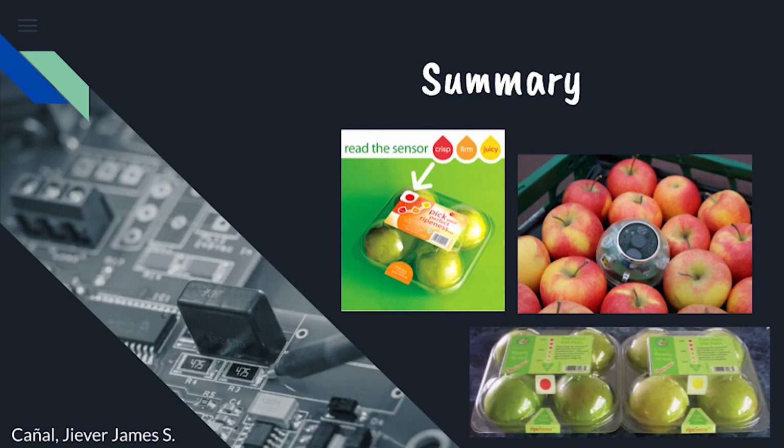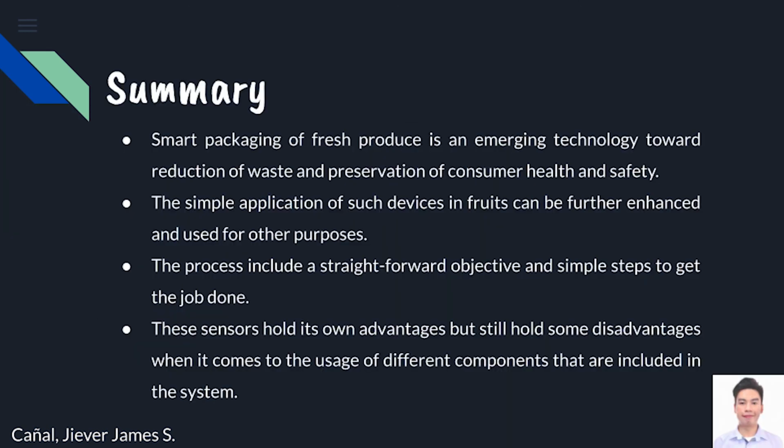I am Jiever Cañal, and I will discuss the summary. Given all the data and the information gained in this report, its conclusions are as follows. Firstly, smart packaging of fresh produce is an emerging technology toward reduction of waste and preservation of consumer health and safety. Smart packaging systems also help to prolong the shelf life of perishable foods during transport and mass storage, which are difficult to regulate otherwise.